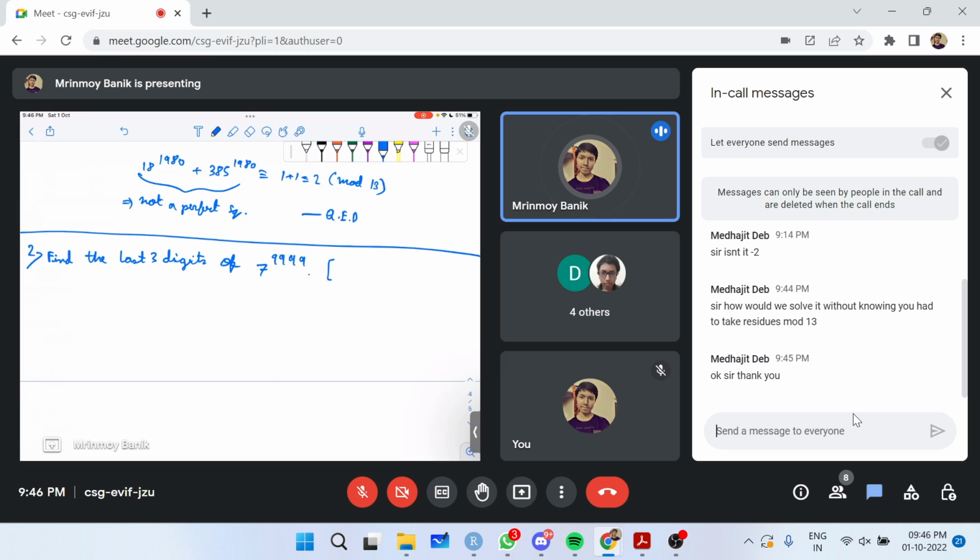I've taken this problem from the book Problem Solving Strategies.